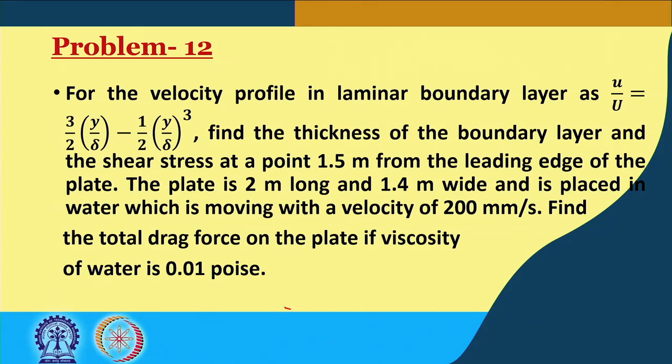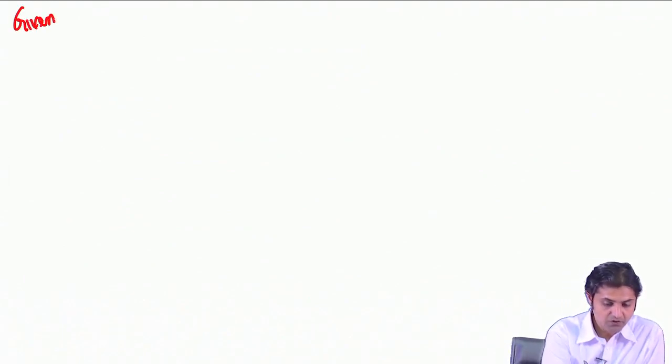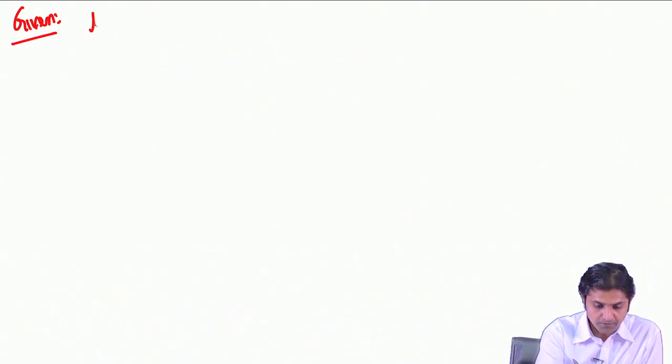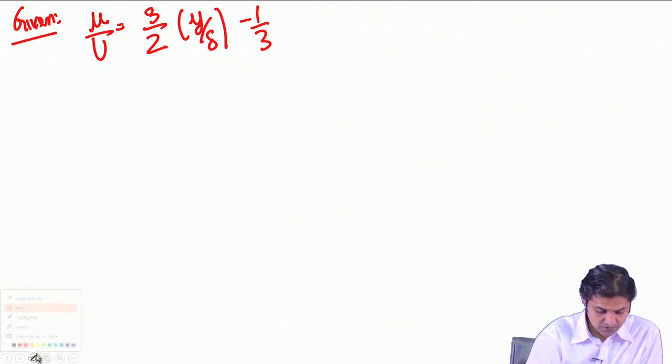What I am going to do is solve this particular problem, not in the entire detail, but I will outline the procedure. The velocity profile is given, so I will write what is given. Small u by capital U is given as 3 by 2, sorry, 1 by 2.